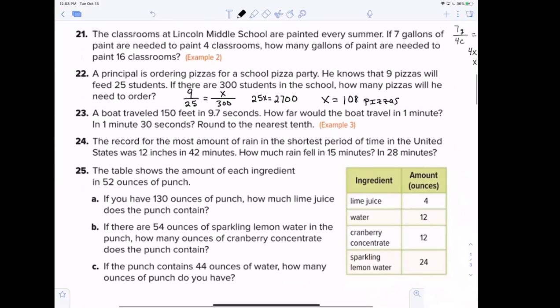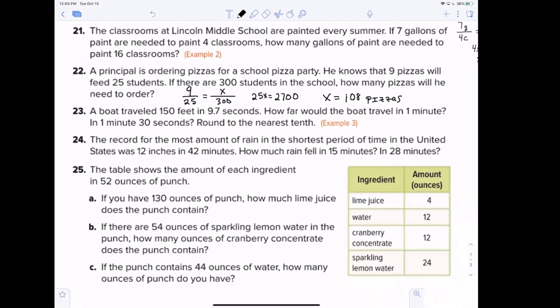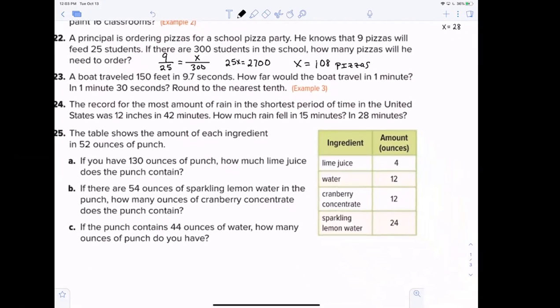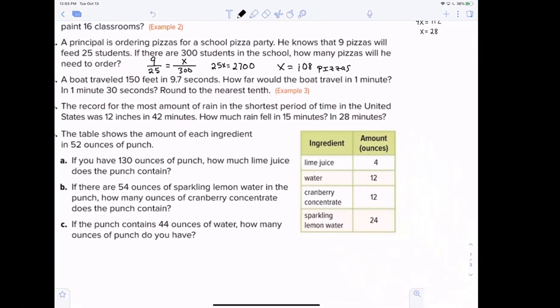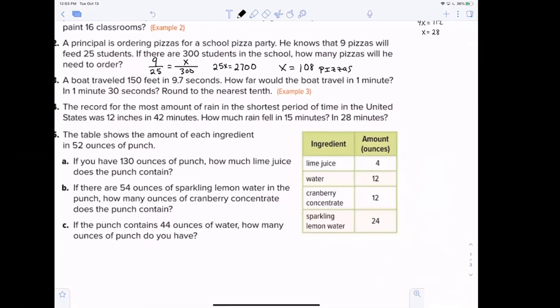All right, 23. Jolie, go. A boat traveled 150 feet in 9.7 seconds. So what do I write? Feet per second, 150 over 9.7. Good.